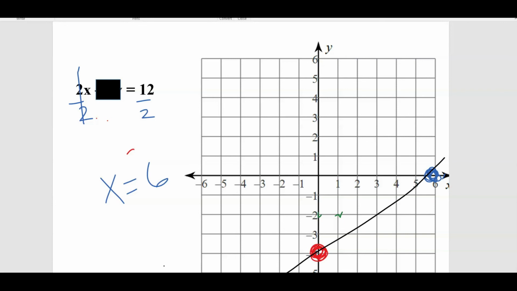Now sometimes your x-intercept or your y-intercept might be a fraction, like it may cross somewhere over here, and in that case you just kind of have to estimate. But that's what the graph of that line is going to look like.